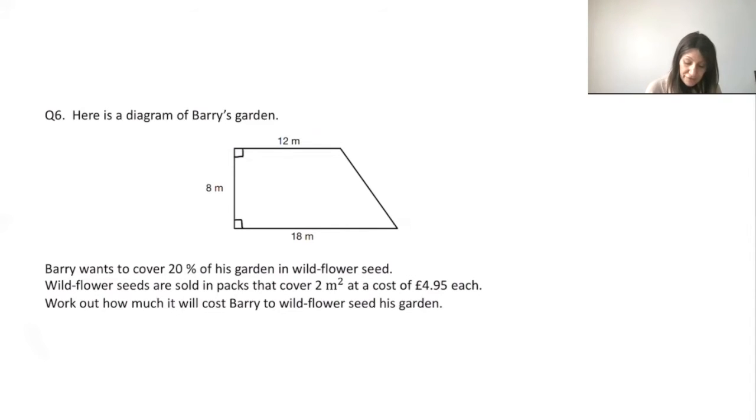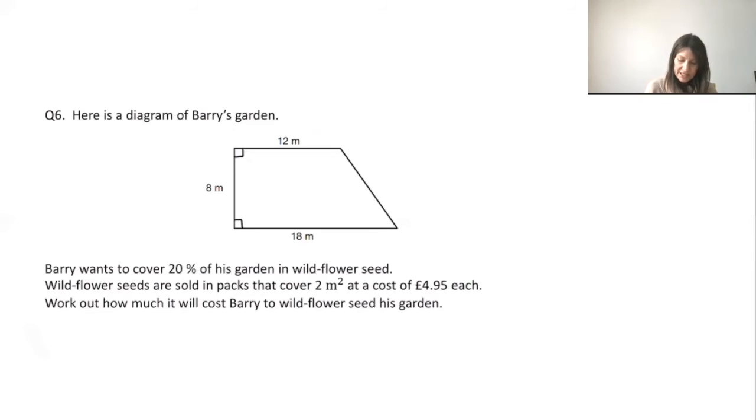Okay, so for this question, I am looking at a trapezium. Barry wants to cover 20% of his garden in wildflower seed. Wildflower seeds are sold in packs that cover 2 meters squared at a cost of £4.95 each. And we're going to work out how much it's going to cost to actually do this.